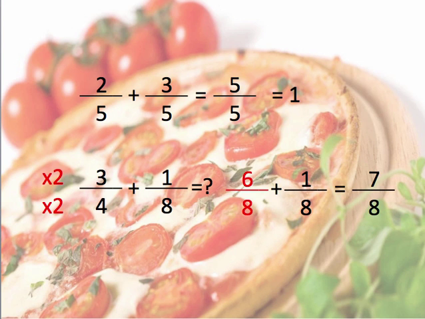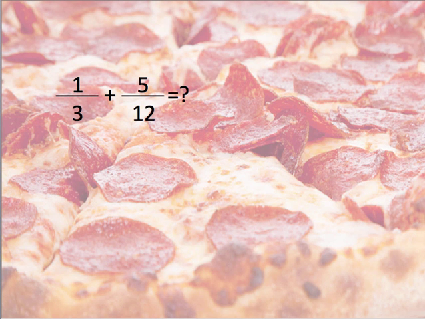Let's look at another one. 1/3 plus 5/12. Again, we have an unlike denominator. But 12 is again a multiple of 3. What do we multiply 3 by to get 12? We multiply it by 4.